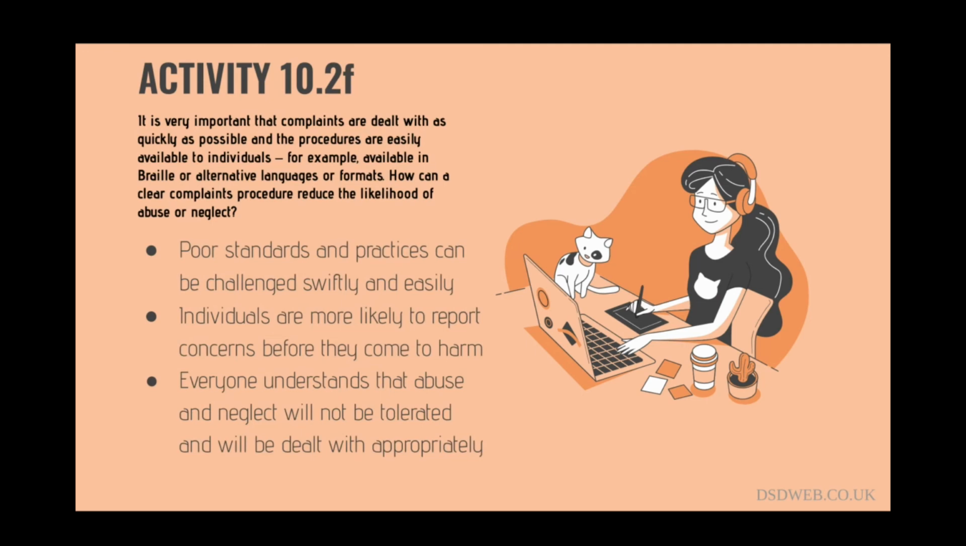The next activity asks how a clear complaints procedure can reduce the likelihood of abuse or neglect. It is important that poor standards of care can be challenged so that care provision can be improved. If individuals are encouraged to speak up and are confident that their complaints will be taken seriously without fear of reprisals, then the likelihood of abuse and neglect is reduced. This is because individuals are more likely to raise concerns before they come to harm, and potential abusers know that their actions will not be covered up.